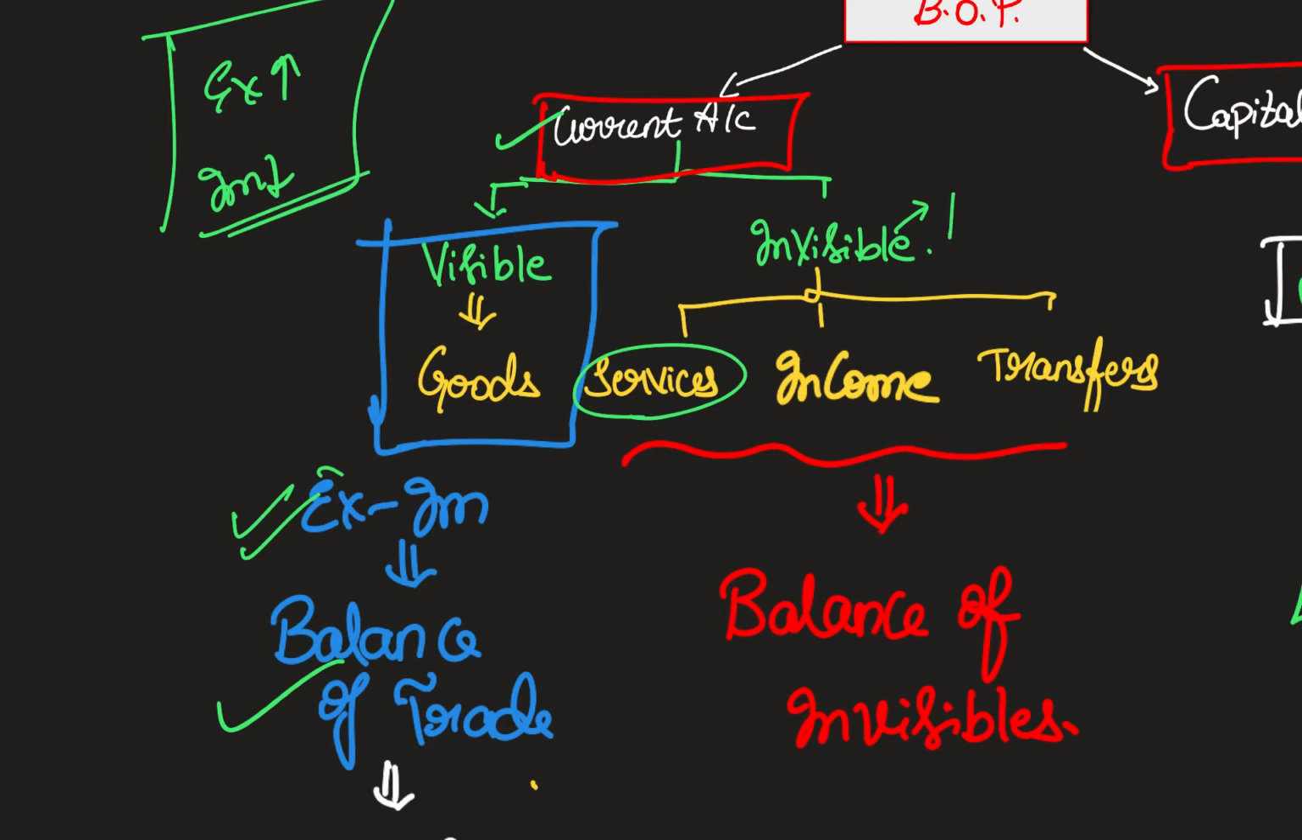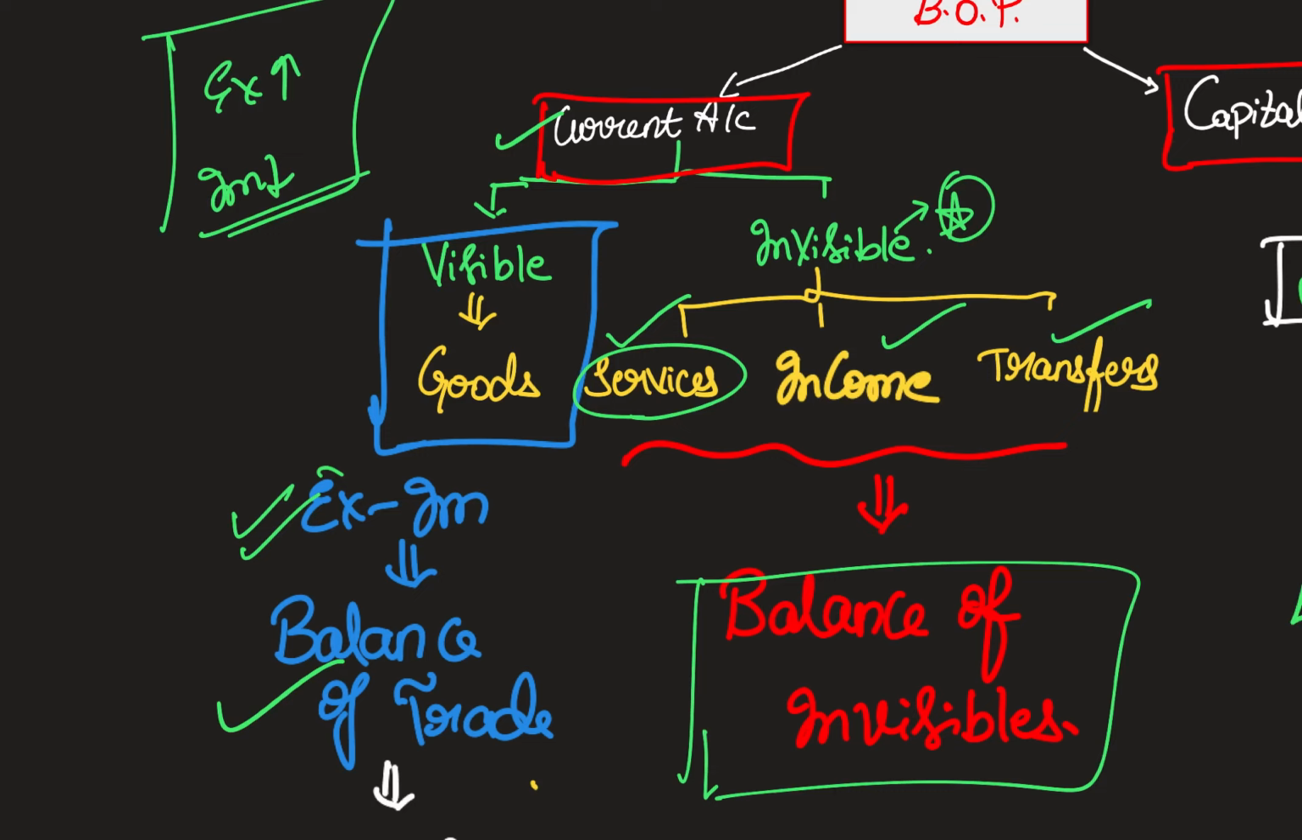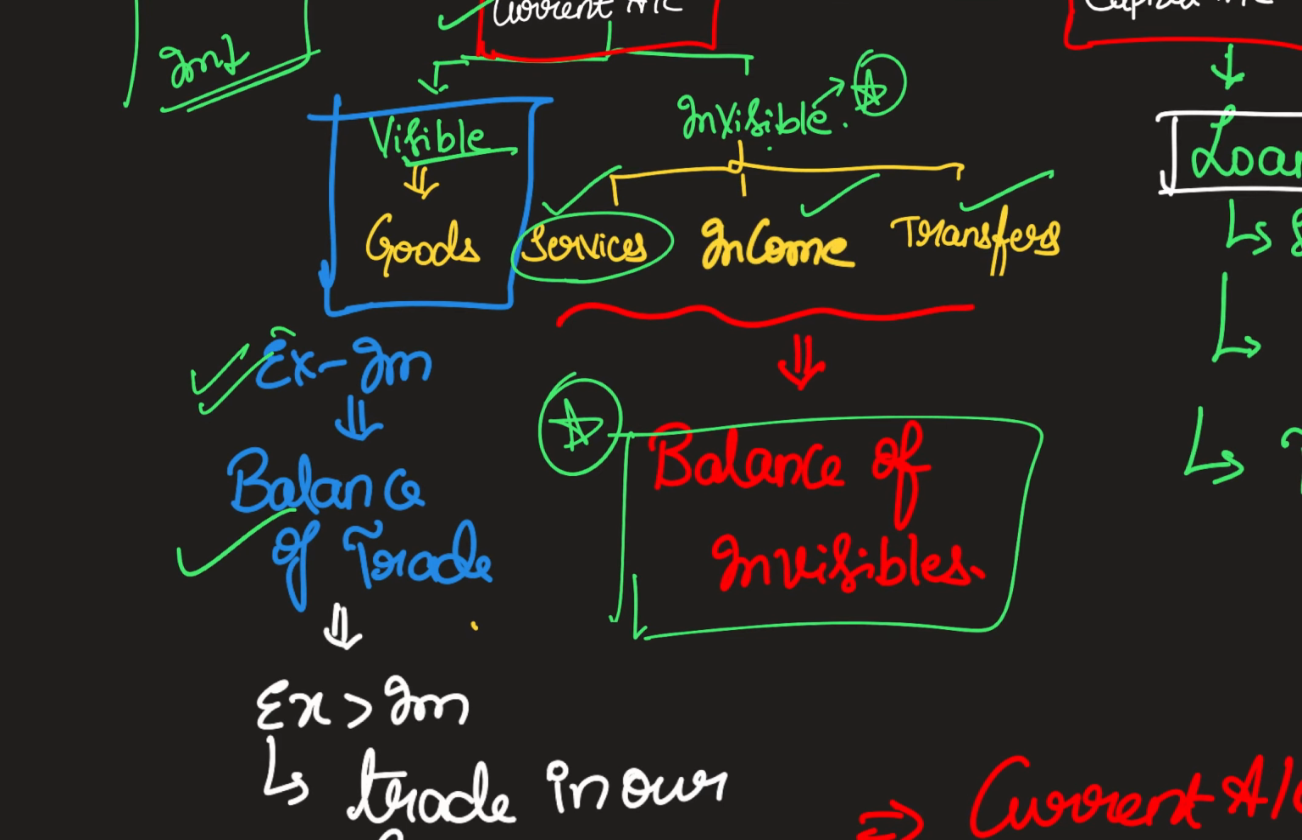Similarly, when we're talking about the invisible components, which have services, income and transfers, this component is called the balance of invisibles. It's very obvious. This is the invisible part, this is the visible part, and whatever components are in positive, it will tilt the balance in that favor. Let's say, for example, if balance of trade is in favor of India, then we are supposed to have a positive trade.